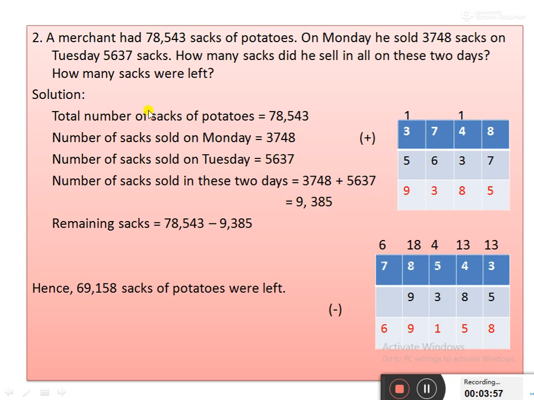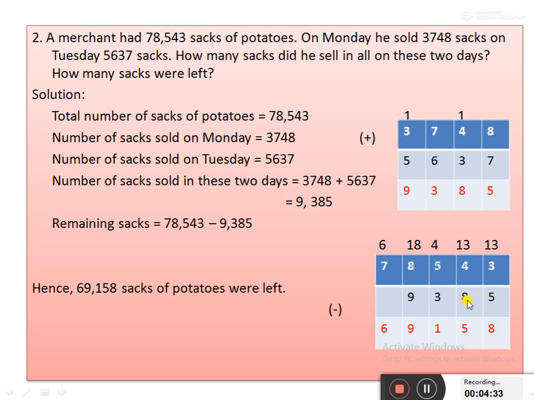9,385. Next what we are going to find means how many sacks were left, how many sacks are remaining. So remaining means from the total we have to do the subtraction. Total how many sacks? 78,543. These 2 days how many? 9,385. So when you do the subtraction, you have to start from ones place. 5 from 3 we cannot do the subtraction because 3 is the smallest number. We can borrow from the neighbor, so we borrow 1 tens. So 4 minus 1 is equal to 3. 3 will become 13. 13 minus 5 is equal to 8.